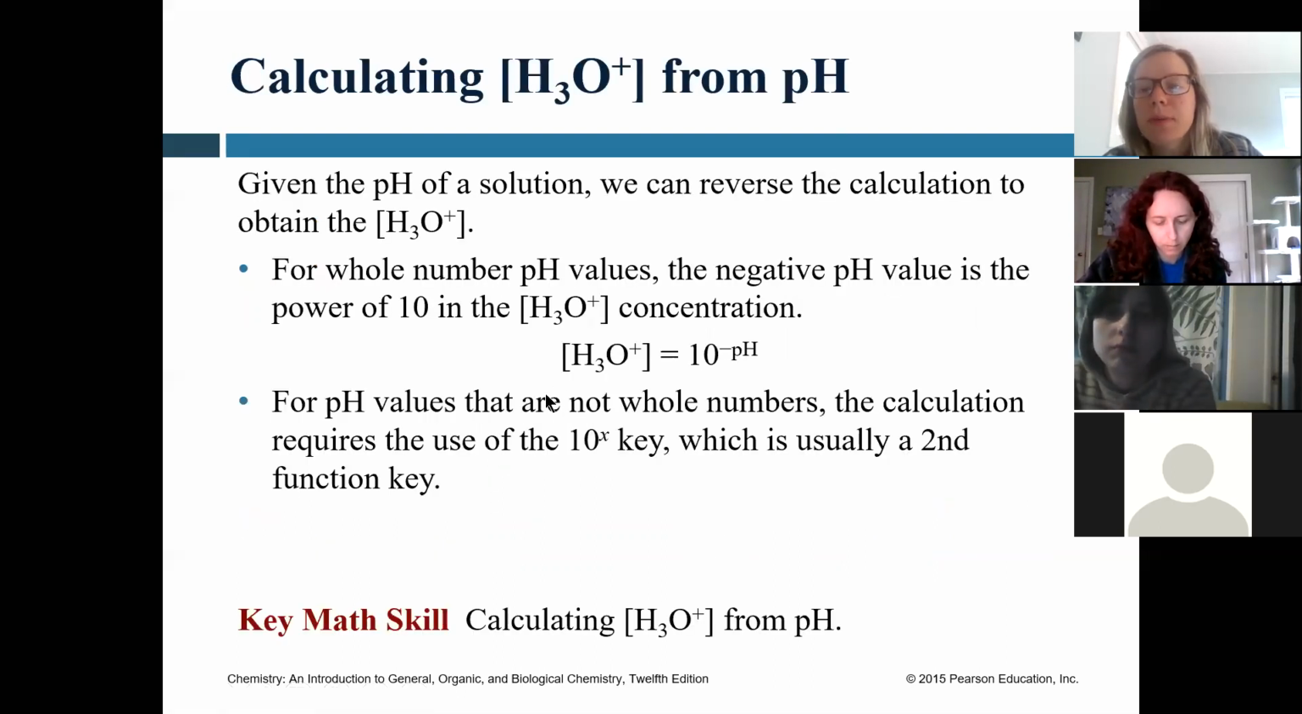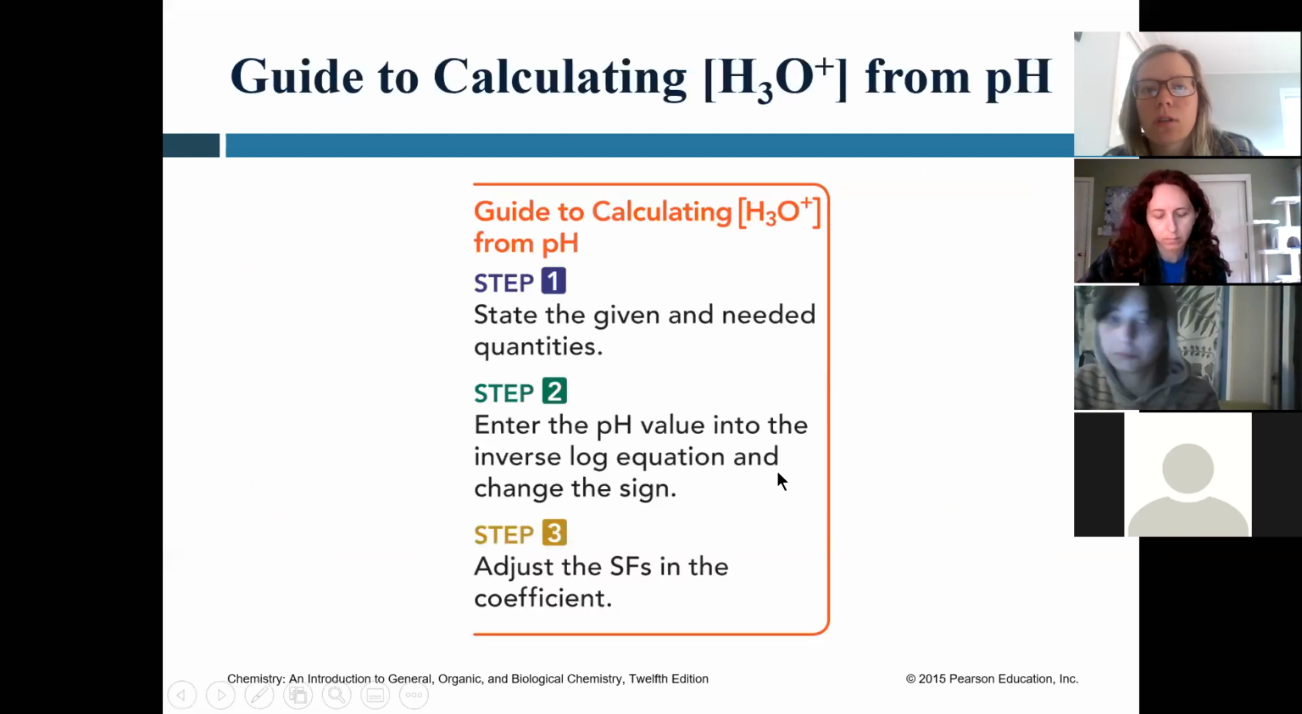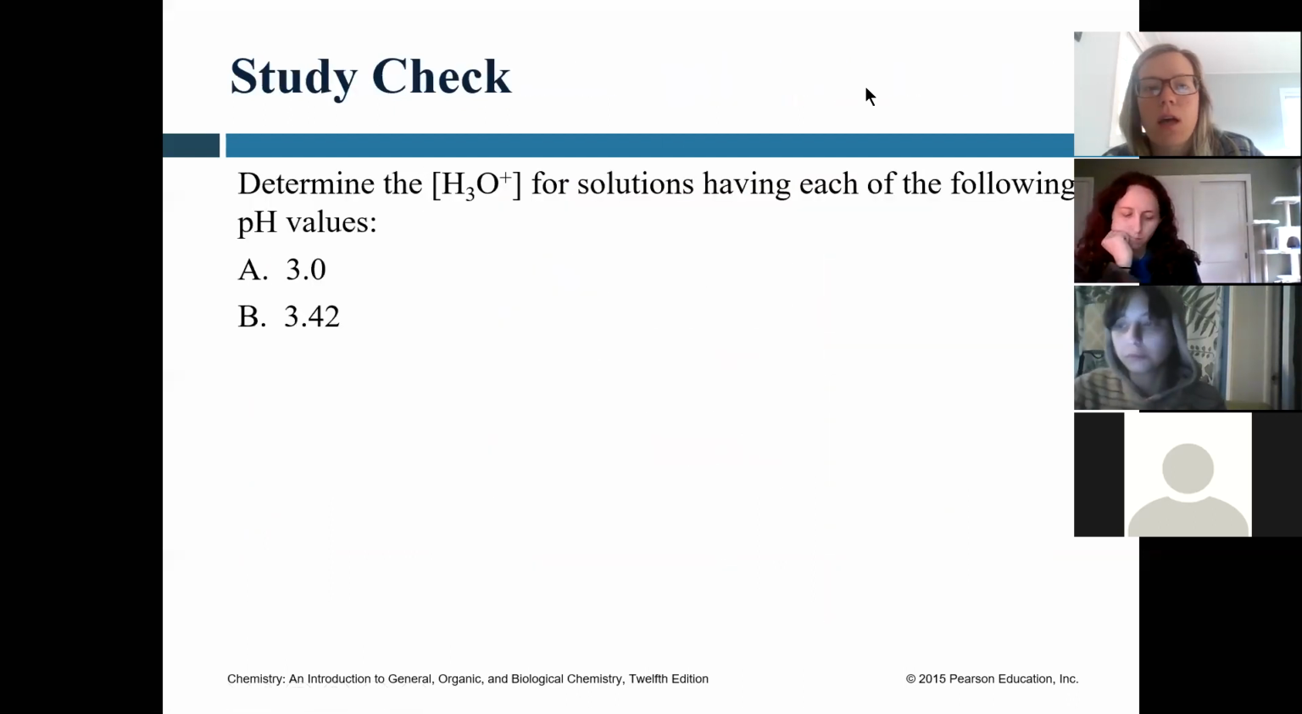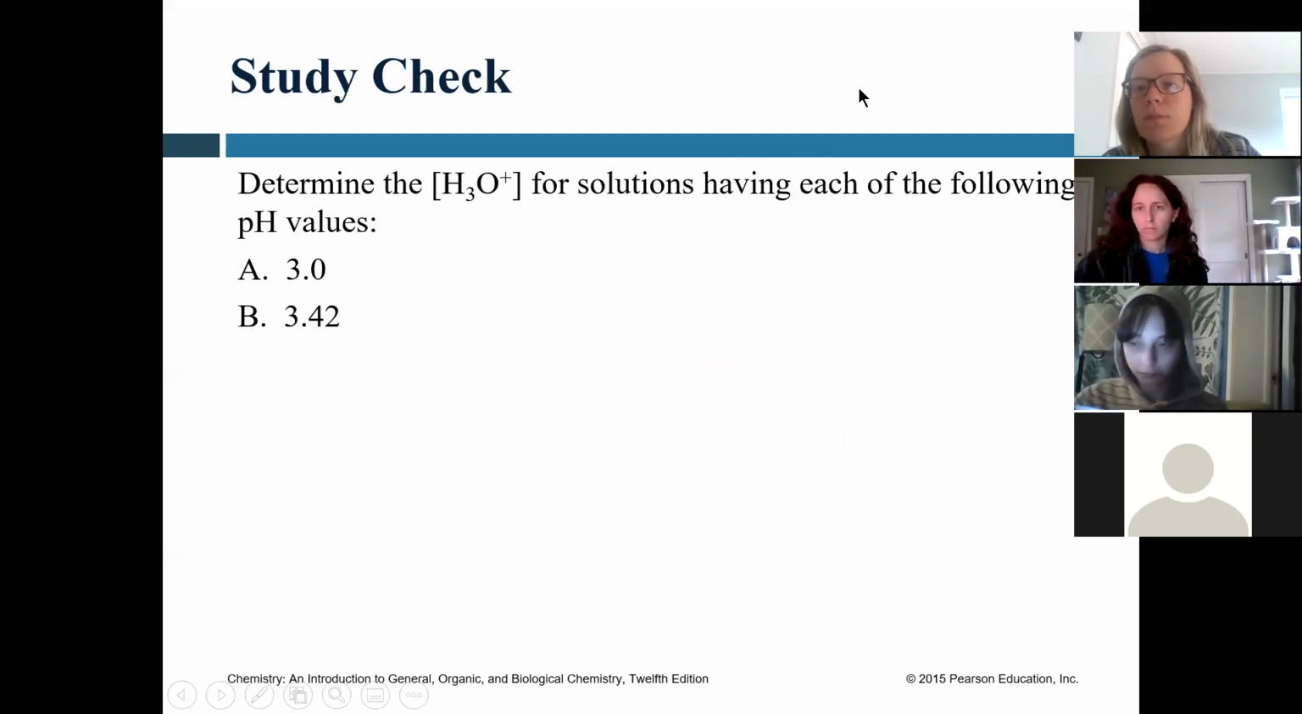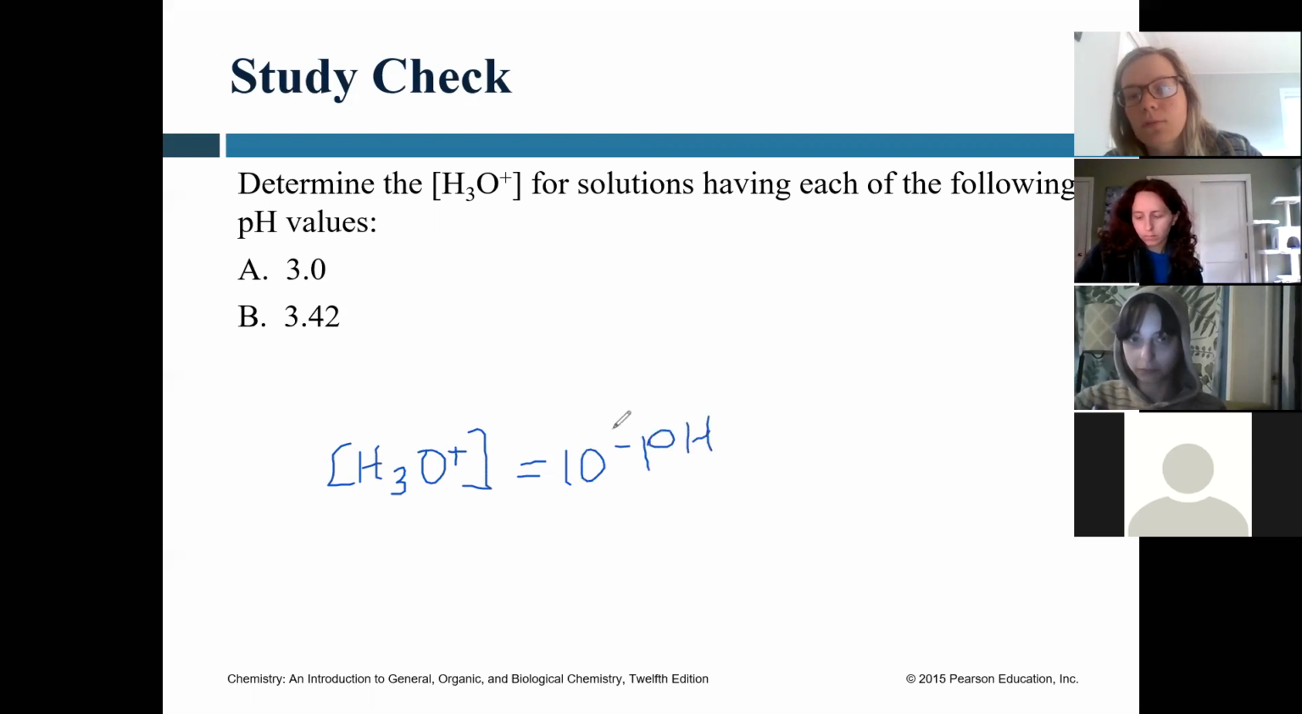Calculating H3O plus from pH. This is the inverse of the equation. You should already have that written down. The H3O plus or acidic concentration is equal to 10 to the negative pH. So determine the H3O plus concentrations for each of these pHs. I want you to do that on your own, knowing that again, H3O plus is equal to 10 to the negative pH. You have pH.